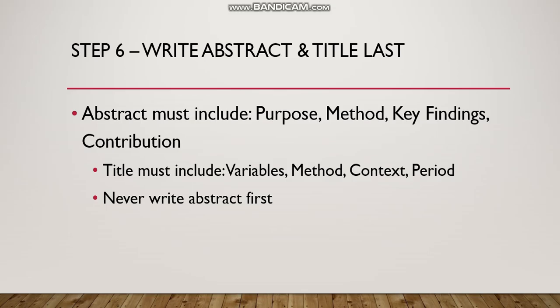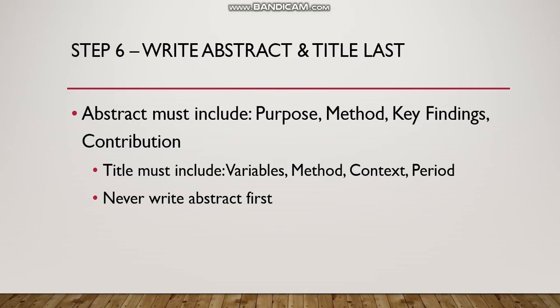The abstract and the title should come last because by then you already know the output of the results, and you already know how it is answering your objectives, so you can write your abstract better. The abstract should include the purpose of the study, the method used, the key findings, and the contribution. Then followed by your title, which also includes the variable, method, context, and period. All right, so point to note: never write the abstract first.